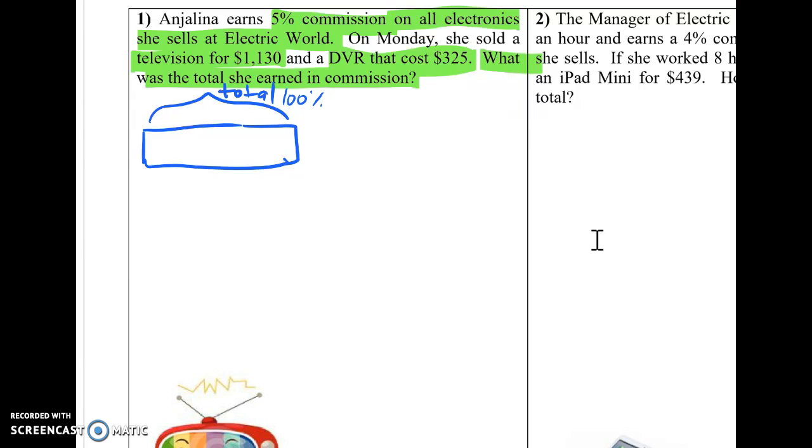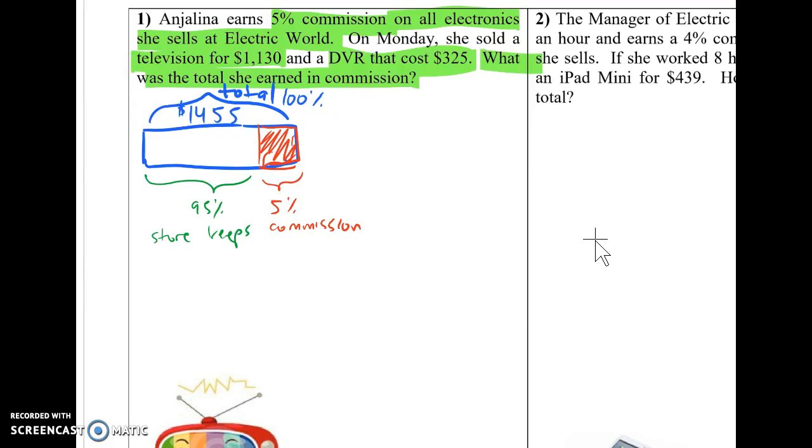So if we add $1,130 and $325, we get $1,455. Okay? So now Angelina, she's going to get 5% of that, a piece of that total. So this box right here represents her commission, which is 5%. And right here, the 95% is what the store keeps.